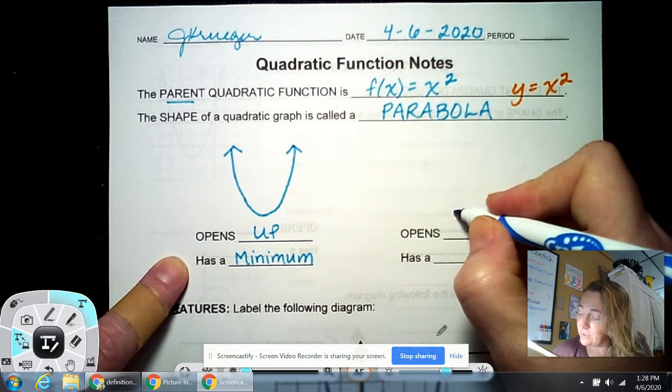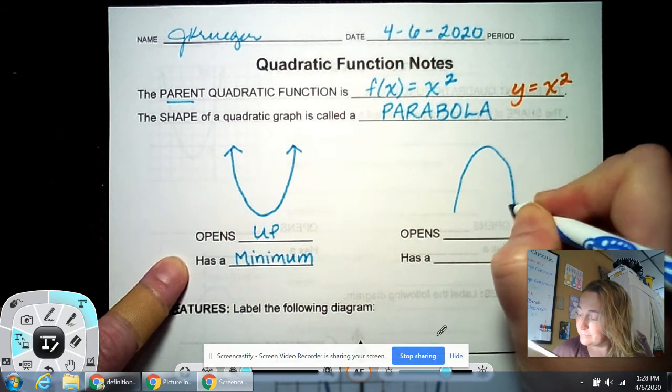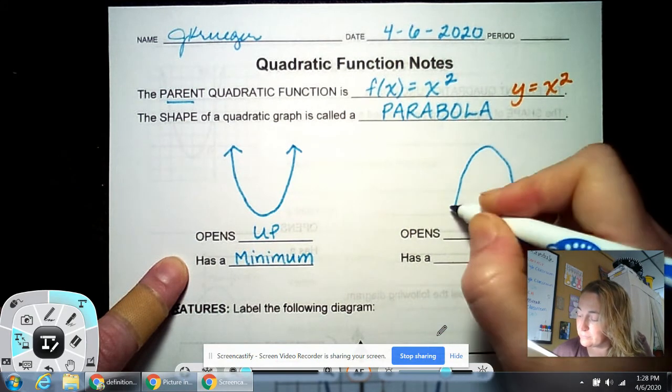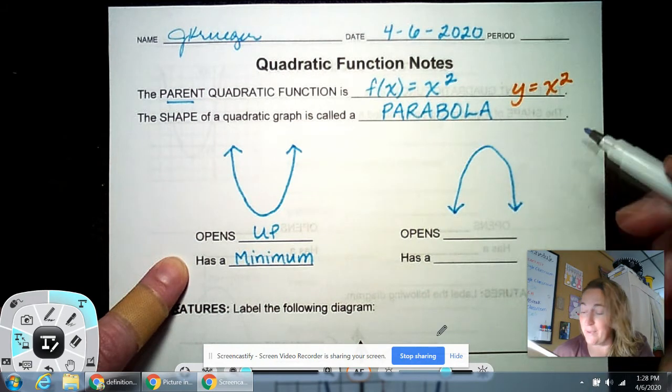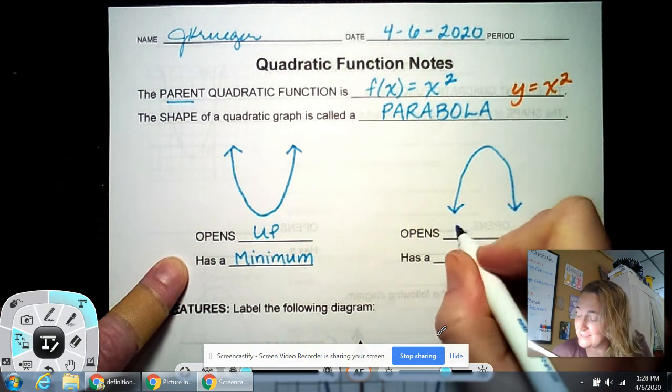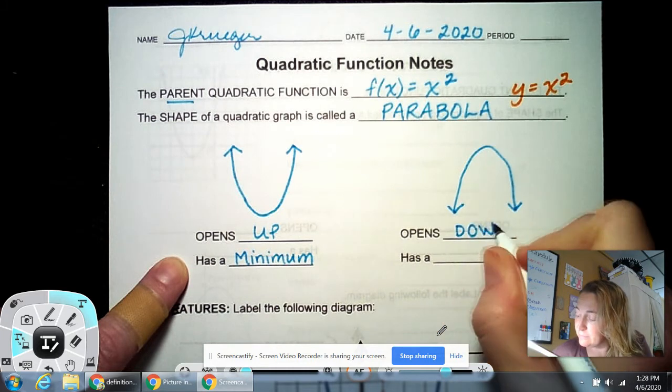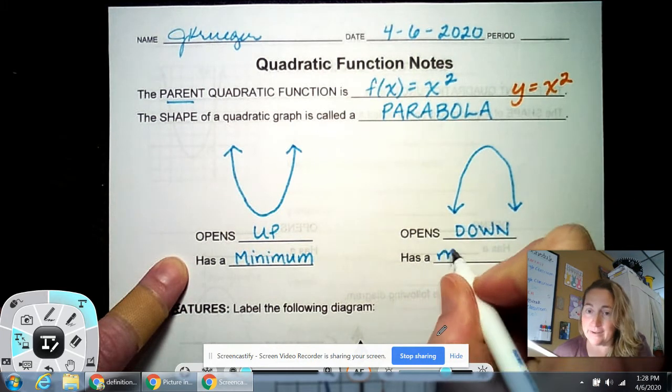But a parabola can also look like this. Okay, so if we have a parabola that looks like a hill or a mountain, that parabola opens down and has a maximum.